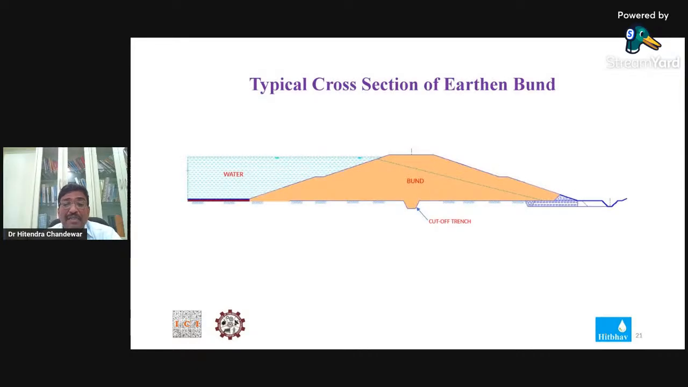Now the typical section for the northern bund is like this. This is the water side, and this is the outer side. You will find these are the toe drains. These are the internal drainage arrangements, drains, and then they were provided as a cut off. And this orange color is seen is a sandy soil.